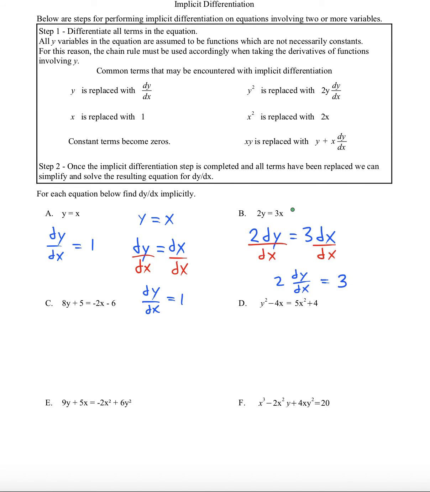Now, oftentimes, when we're doing implicit differentiation, we may skip right to this step. And the way we do that is just by replacing y with y prime, which is dy over dx, and replace x with just a simple 1. The last step is to get dy over dx alone, and here we would divide by 2 to reveal that dy over dx is 3/2.